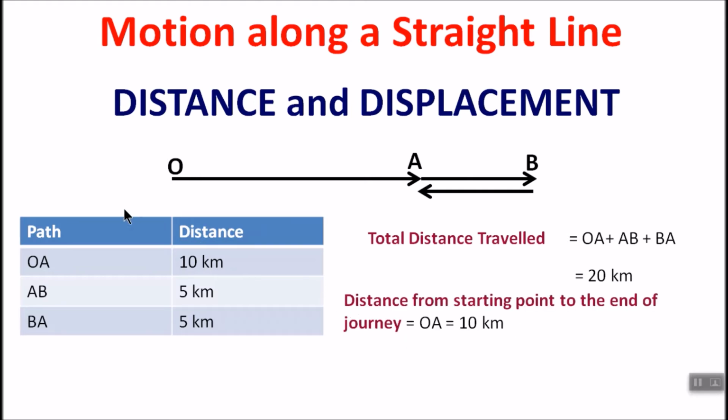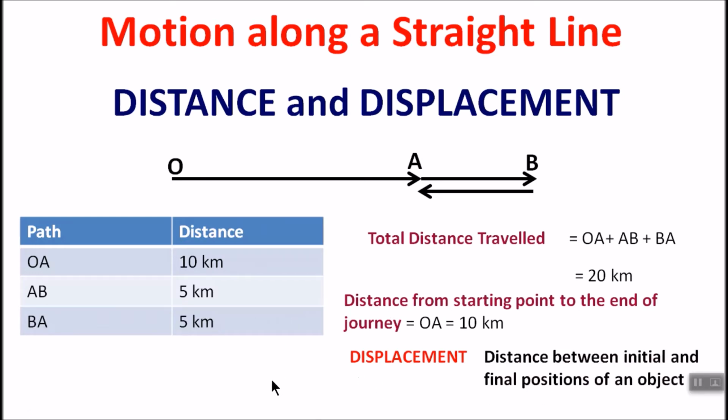But the distance from the starting point to the end of the journey, that is OA, is only 10 kilometers. It has moved only 10 kilometers from the starting point finally. So this distance between the starting point and ending point is called displacement. It is the distance between the initial and final points of an object, and it has a direction. Whenever we state displacement, we need to state what the direction of the displacement is.